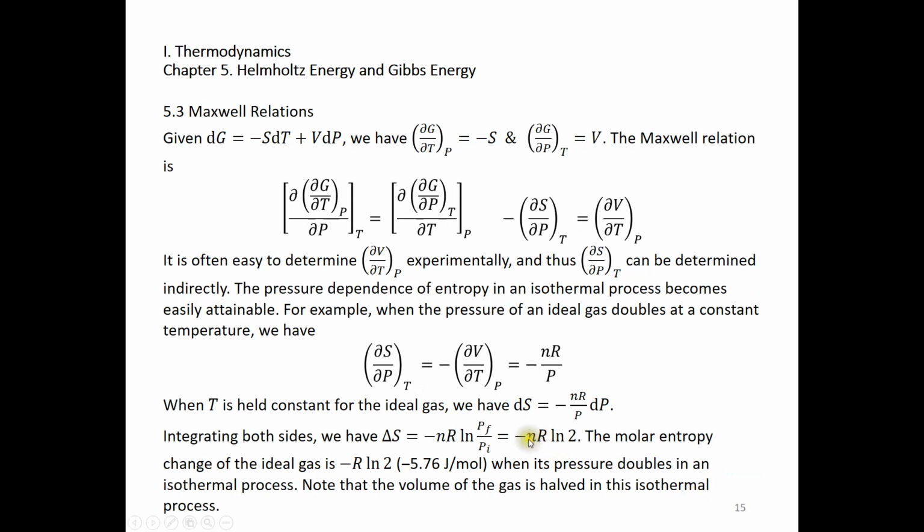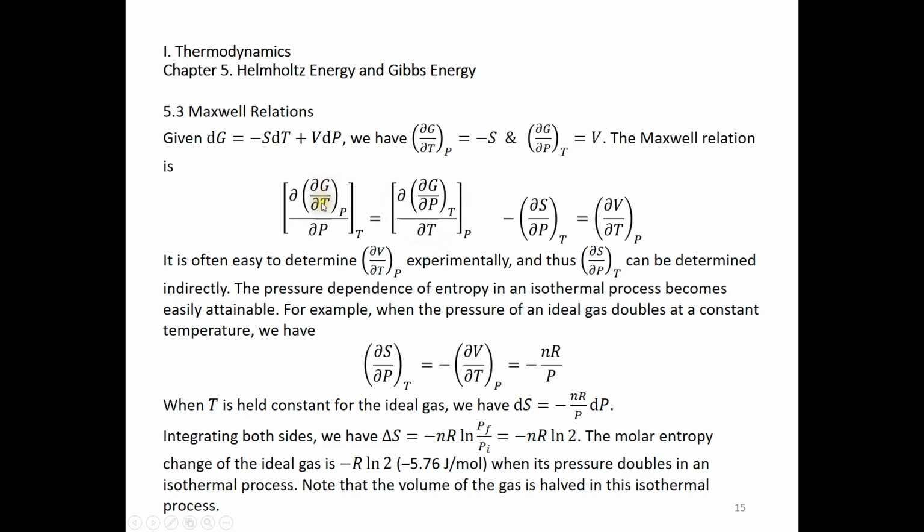Now let's derive the last Maxwell relation. Given this equation, dG is negative S dT plus VdP. Negative S is just how G depends on temperature when pressure is constant. So negative S is delta G over delta T when pressure is constant, right here. V is just delta G over delta P when temperature is constant. So we have the Maxwell relation. We take the second derivative of G with respect to T and then P, or P and then T. They're the same, so we have this equation.